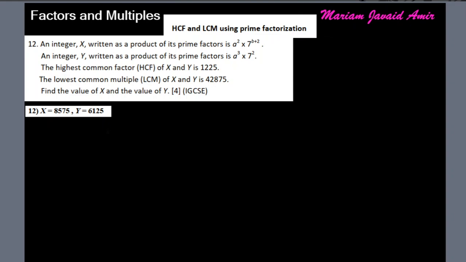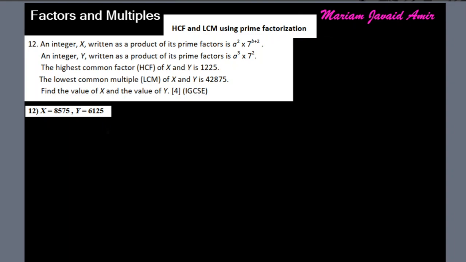Okay, so question 12: an integer x is written as a product of prime factors as a square times 7 to the power b plus 2, and an integer y written as a product of its prime factors is a cube times 7 square. The highest common factor of these two numbers is 1225, and the LCM of these two numbers is 42875. Find x and y. Okay, find the value of x and the value of y.